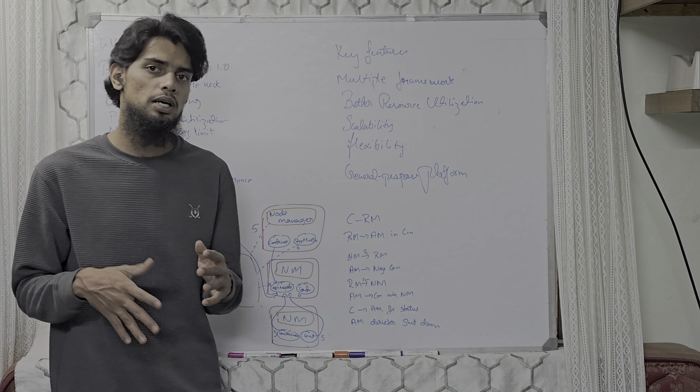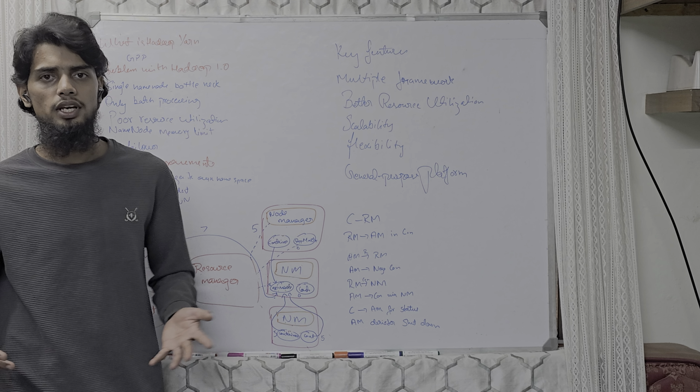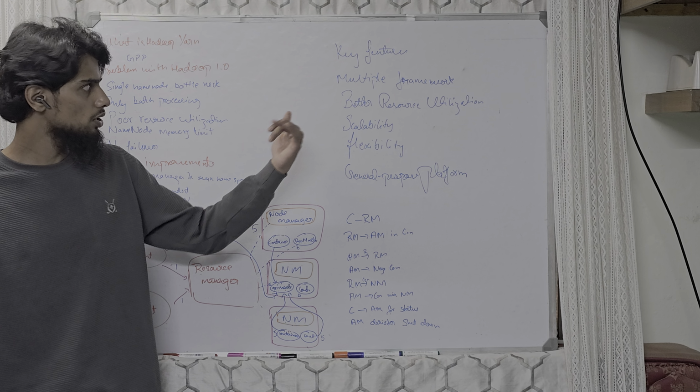Then at the end, we have the key features of YARN: multiple frameworks and better resource utilization. Multiple frameworks overcome the map reduce problem. You can just look into my notes. One line is more than enough. Scalability, addition of node managers wherever required. Flexibility, dealing with all sorts of things. General purpose platform: here also we saw it's available for everyone to use, free of cost, and very good for utilization. So that's all about YARN.